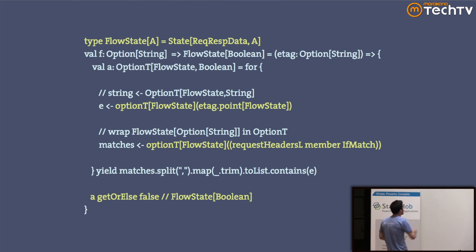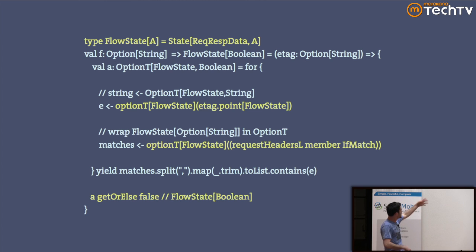So you can see we have an optional value, an ETag that may or may not exist, and we lift that into our state monad, which I call FlowState. Essentially, ReqRespData has state about the request and response, like headers and the request body and the response body. And then we wrap that all in OptionT. So the value e is a string out there. You can see in the comments where e is a string. And then in the next generator, we're looking for the If-Match header. So we're looking for the ETags that the client has sent down.